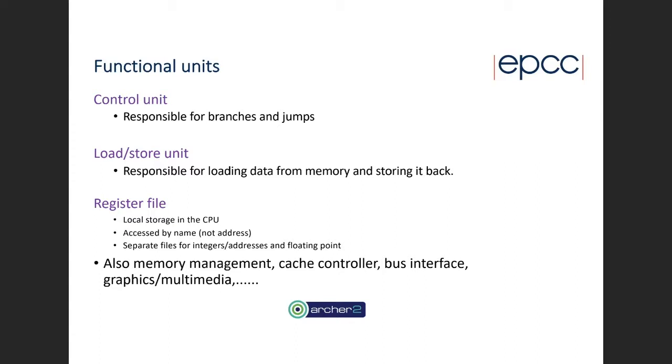And then the register file itself. So this is local storage in the CPU. These are accessed by name and not address. So the register file is separate from the memory system. The memory system is all accessed by address. We are basically making copies of data from the memory system into the register file, doing arithmetic operations on values in the register file, and then storing those back into the memory system again. And then there may be a whole lot of other stuff on the chip as well.